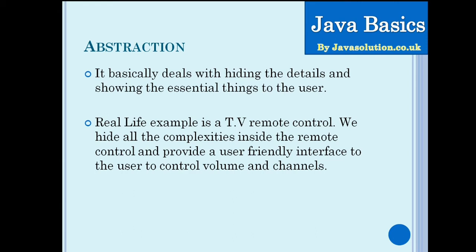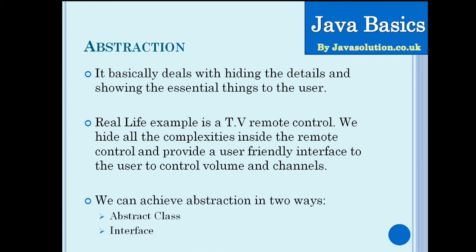This is called abstraction. All the complexity of the mechanism involved in operating a television has been abstracted out, hidden from you, and you have been given a very easy way to control your television. We can achieve abstraction in two ways. One is abstract class, another is interface. We will see what an abstract class is and what an interface is.